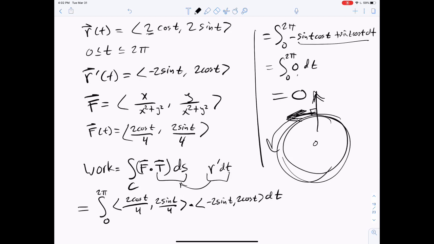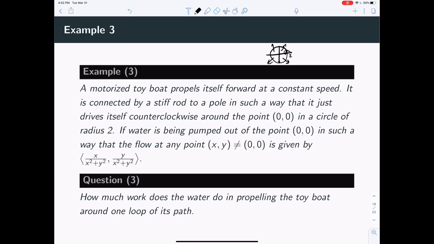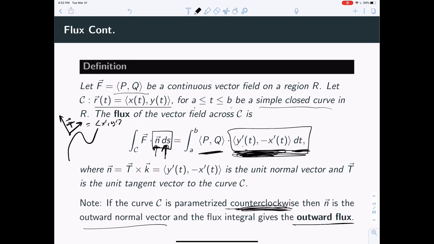Now, if we had computed the flux, the exact opposite thing would have happened, where the normal vector would have been in the same line as the flow of the water, and so when you dot product them, you would get a positive number, and you would have added those up and gotten a positive flux. So that would have just been putting n there, and then when you put n in, you would have had y prime, negative x prime, according to this formula right here.